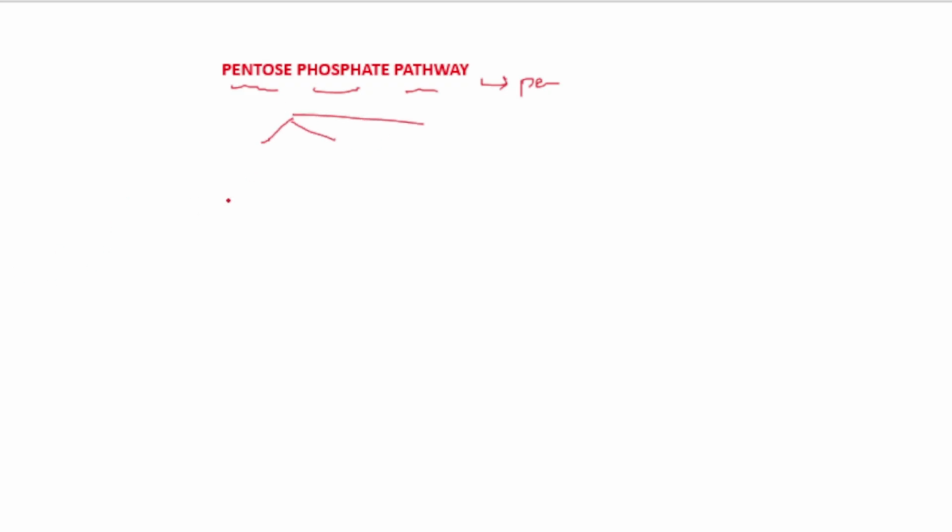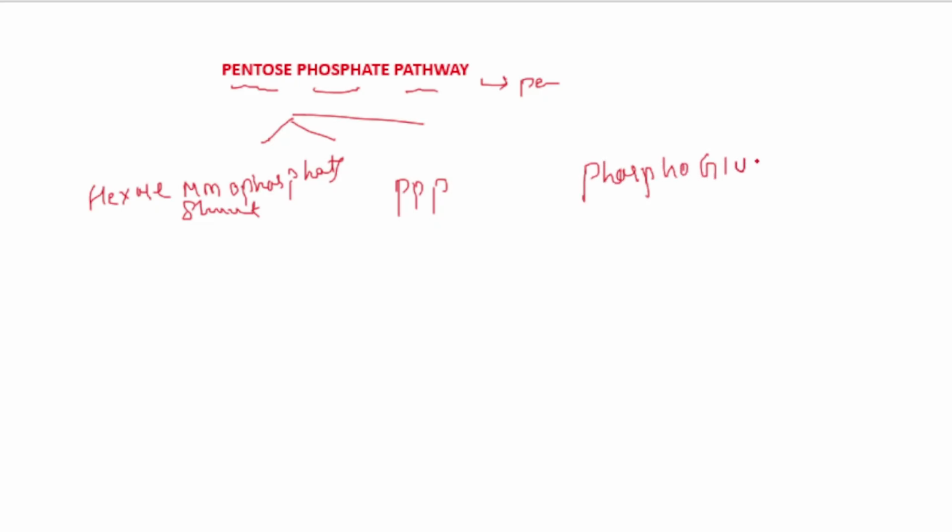What are they? They are the hexose monophosphate shunt. The second is the pentose phosphate pathway, which is known as PPP, and it is also called the phosphogluconate pathway. Okay, so these are the three names of this pentose phosphate pathway. First of all, we have to understand where this process is taking place.